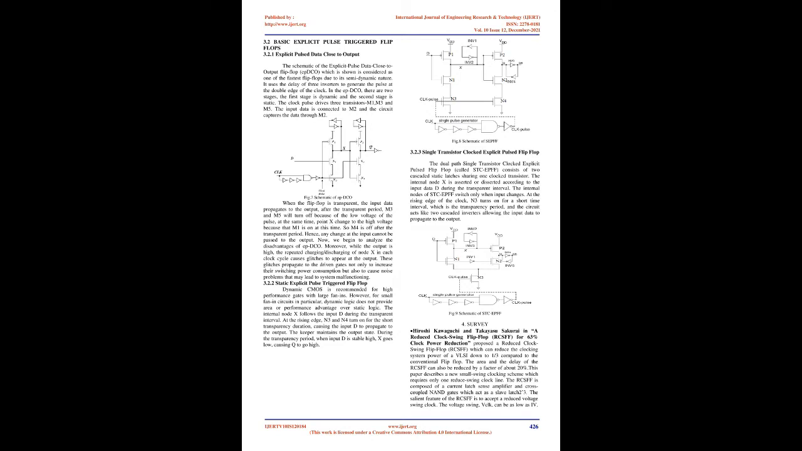For the survey, Hiroshi Kawaguchi and Takayasu Sakurai, in "A Reduced Clock Swing Flip-Flop, RCSFF, for 63% Clock Power Reduction," proposed a reduced clock swing flip-flop, RCSFF, which can reduce the clocking system power of a VLSI down to 1/3 compared to the conventional flip-flop. The area and the delay of the RCSFF can also be reduced by a factor of about 20%. This paper describes a new small swing clocking scheme which requires only 1 reduced swing clock line.